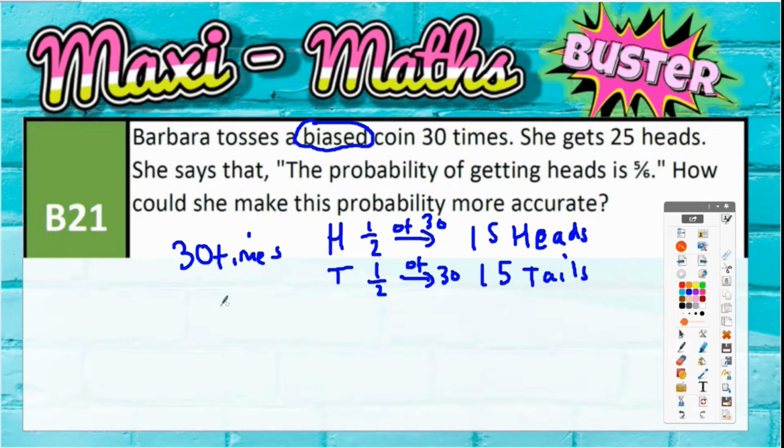So when she's getting 5/6, she's just simplifying the fraction 25 out of 30. Both of these divide by 5. So 5 into 25 is 5, 5 into 30 is 6. That's where she's getting a 5/6 from.